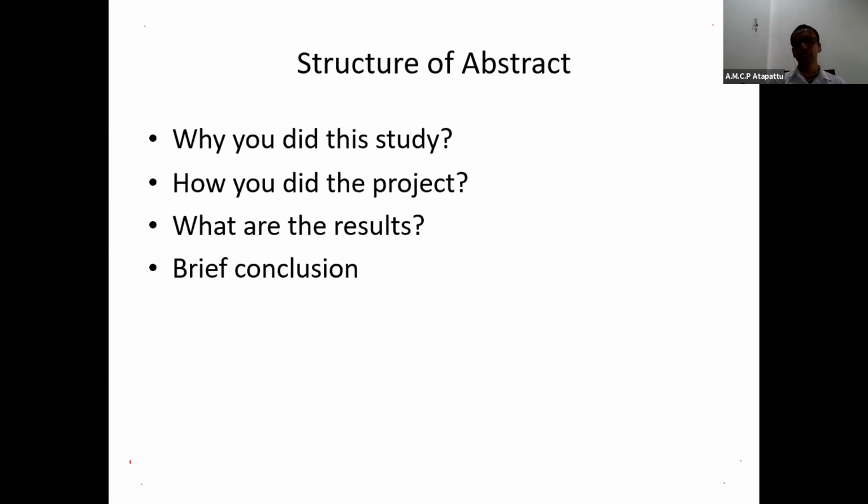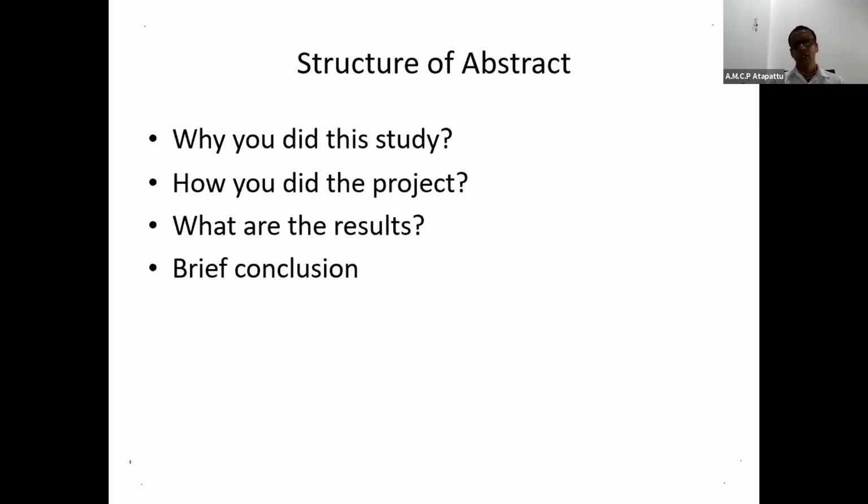Second is how you did that project. It means that you need to explain your methodology correctly in the abstract. In the abstract, you want to say you are using this sample, these analytical techniques, right? Like that, the operationalization of variables. All this you want to explain. I'm giving examples so that you can understand.